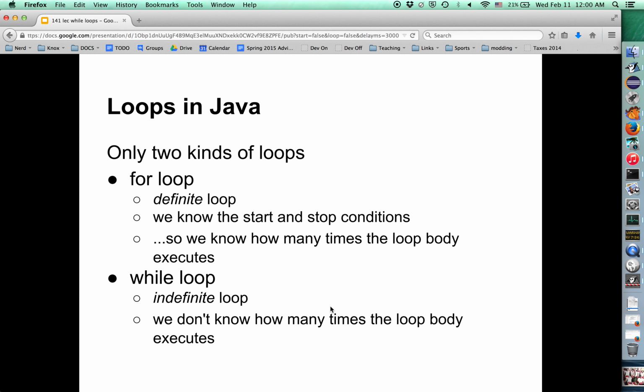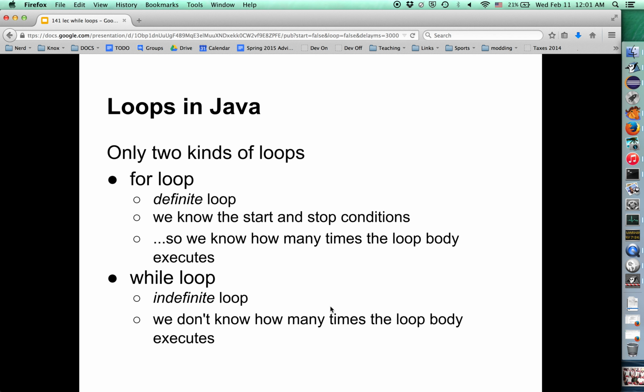So there's for loops, which is a definite loop. We call it a definite loop because we know the start and stop conditions. So we know more or less how many times the loop body is going to execute. Now, it might be a variable number of times. We might be able to say, well, it's going to execute n times. We may not know exactly what n is, but it's some fixed number for the most part.